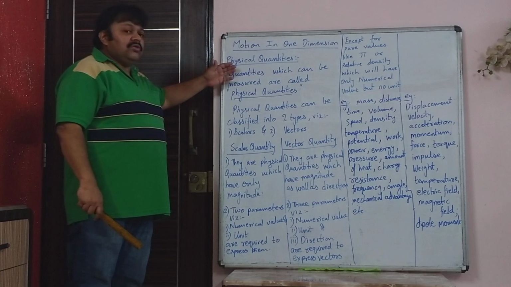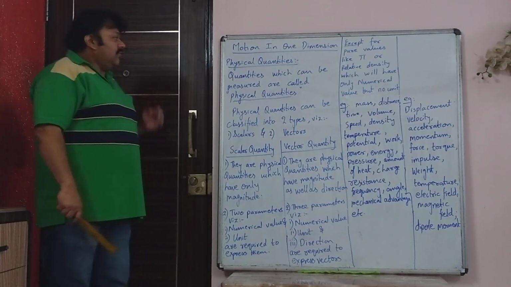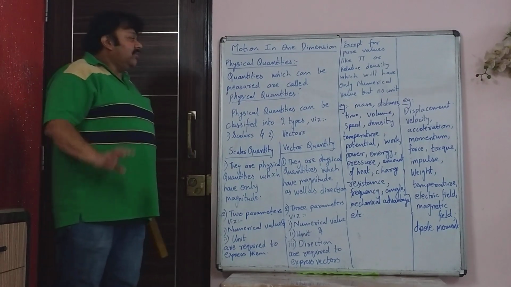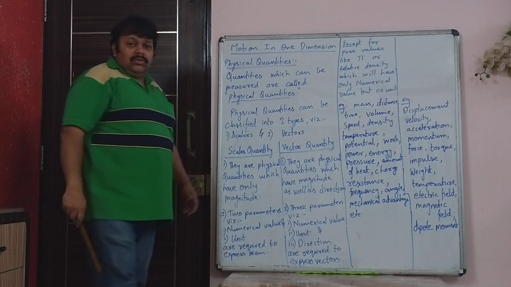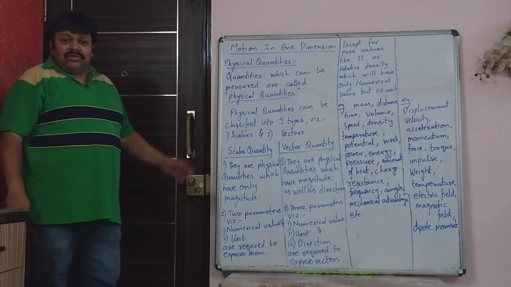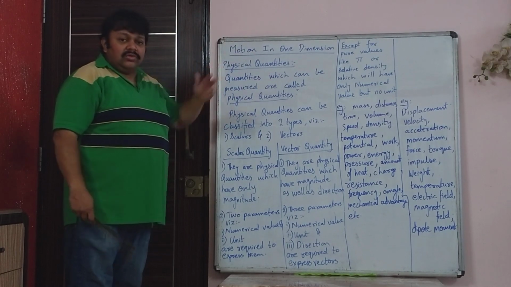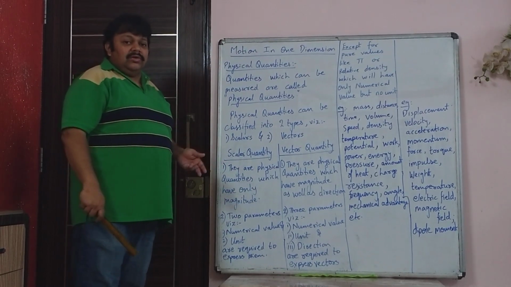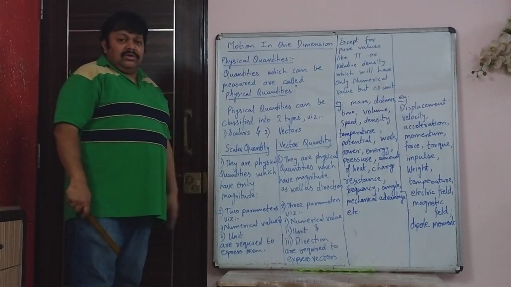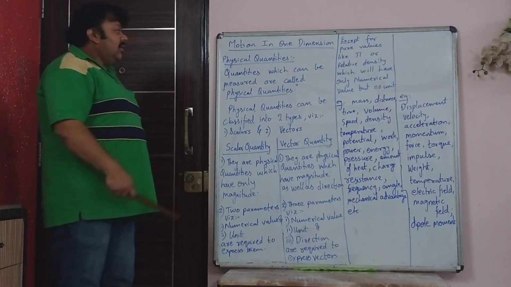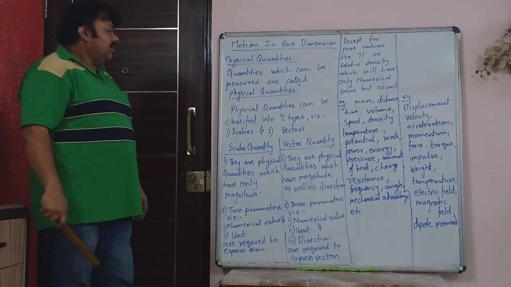This is a continuation, you can say, of the measurements topic. What is a physical quantity? Quantities which can be measured, like you can measure the length of this board. So length is a physical quantity. You can measure the distance from our class to your house. Distance, physical quantity. You can measure the weight of a bag of sugar. They are all physical quantities. Quantities which can be measured are called physical quantities.